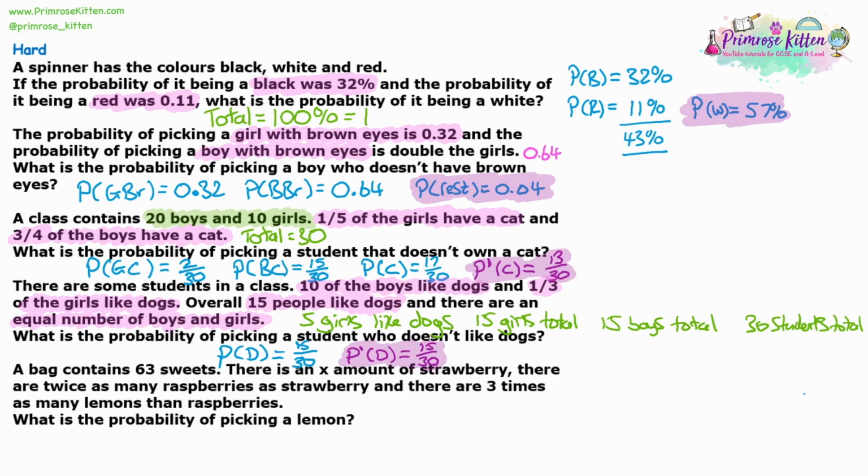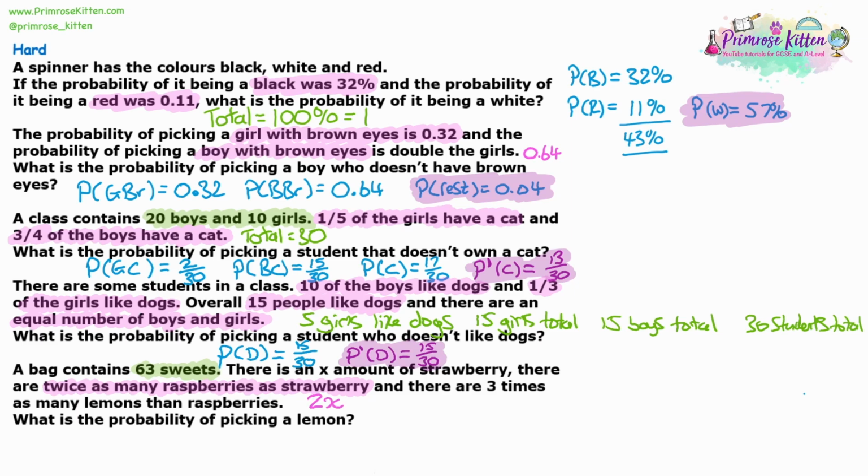Let's look at the final question. A bag contains 63 sweets, that sounds like a total. Which clues do we have? Okay, there's X amount of strawberry, we're not being told about strawberry. There are twice as many raspberries as strawberries. Well, if strawberry is X, then raspberries must be 2X because it's twice as much.